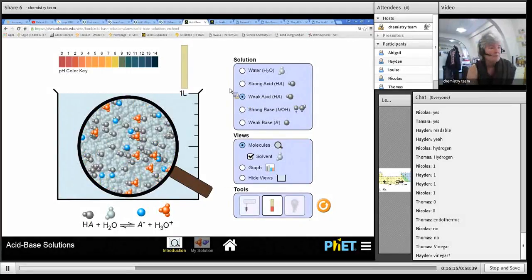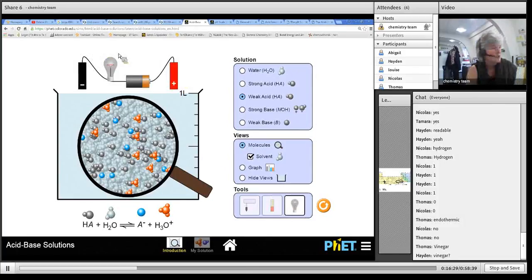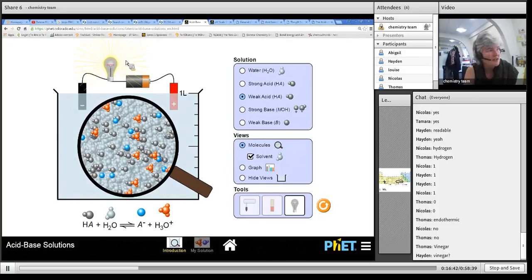Okay, now remember what we said with the standard, you had to explain the effects on reaction, conductivity and pH. So let's have a look at conductivity. If I put a system together to try and measure the current that goes through, so I have a battery. If I have a weak acid and I dip in my electrodes, can you see that my light bulb is lighting up? So does a weak acid conduct electricity?